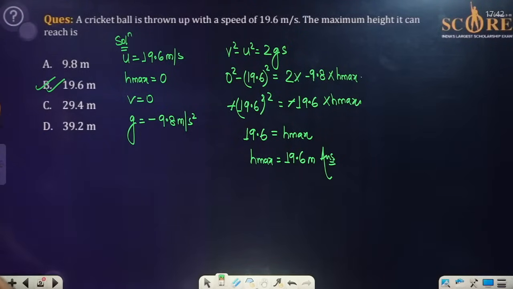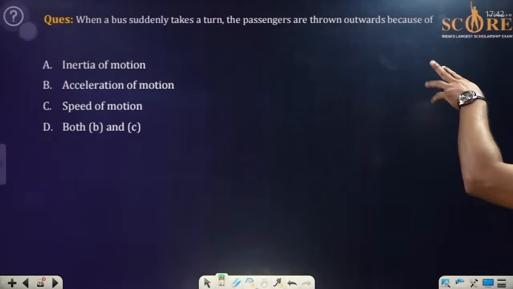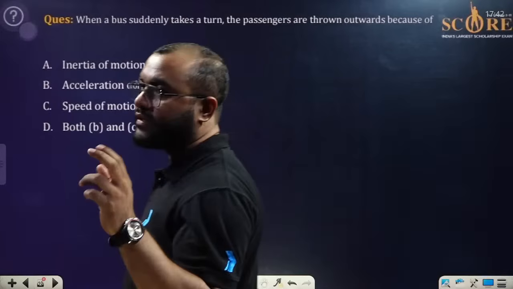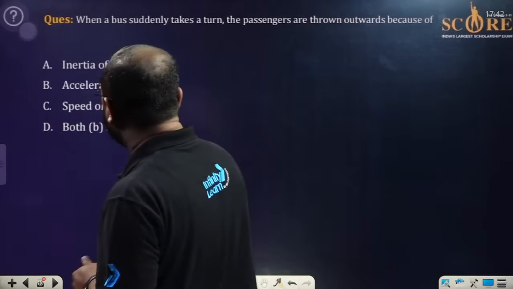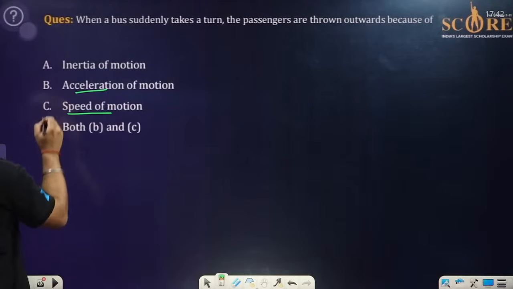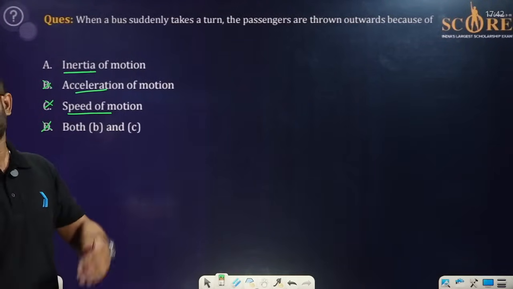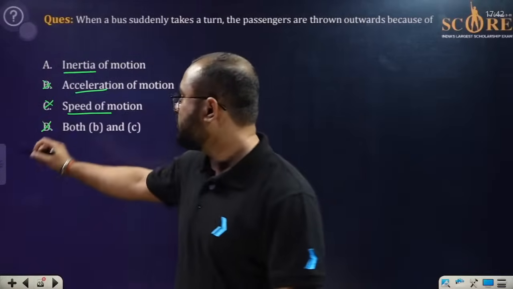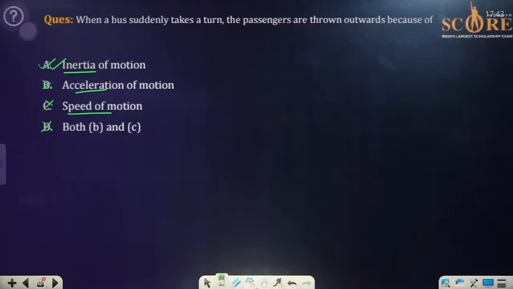Fine, chalo, let us move forward. What is this? When a bus suddenly takes a turn, the passengers are thrown outward because of, this is the example of inertia. This entire phenomenon is inertia, and it is an example of inertia in direction. But as you can see, acceleration cannot be the answer, speed cannot be the answer. If B and C are not the answer, D is also not the answer. Since it is written as inertia in motion, you can talk about this one, so that is why option A.